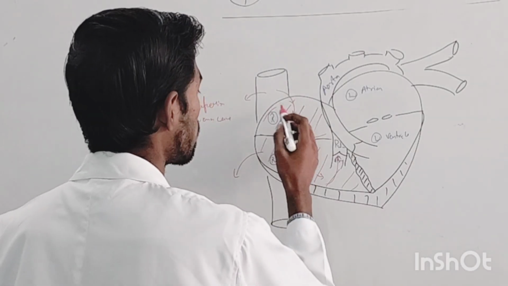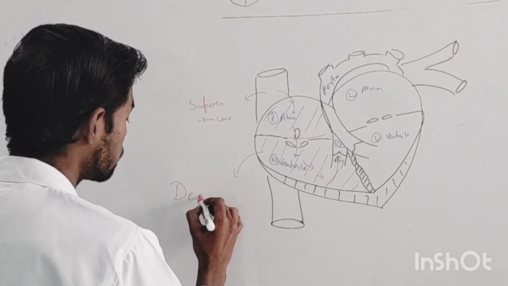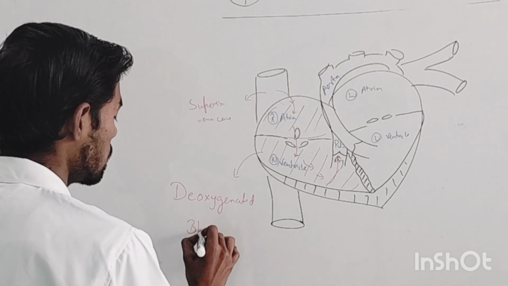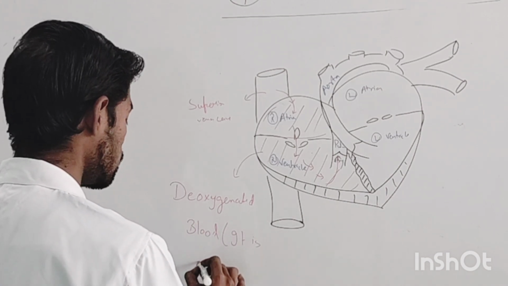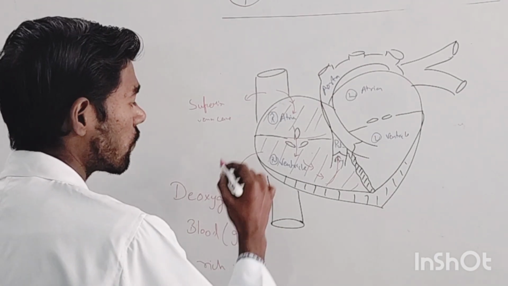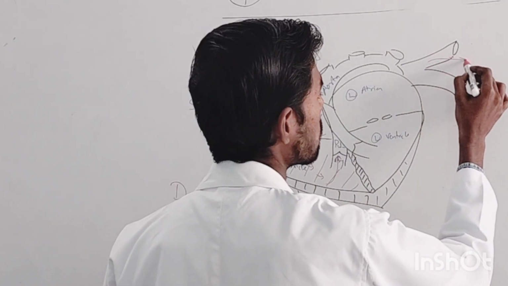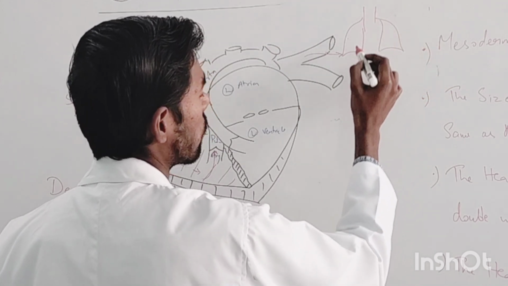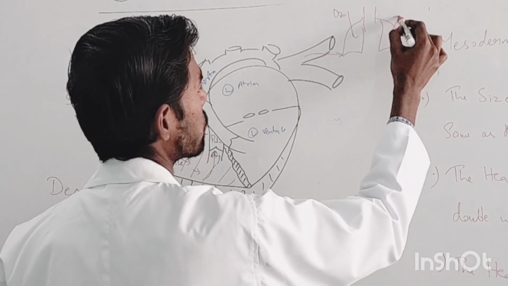So the blood coming in the right atria and the right ventricle is which type of blood? It is deoxygenated blood. What do you mean by deoxygenated blood? It means it is rich in CO2. From the right ventricle it goes to the pulmonary artery, and then from the pulmonary artery it goes to the lungs. And we all know what the function of the lungs is? It carries oxygen and removes CO2.